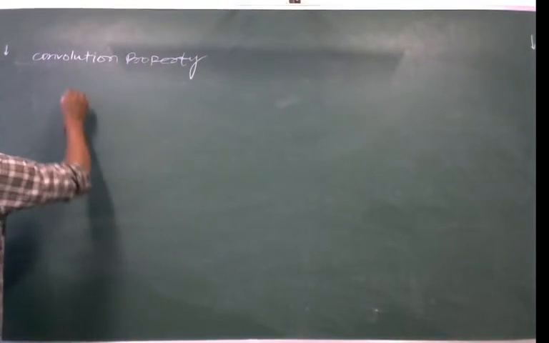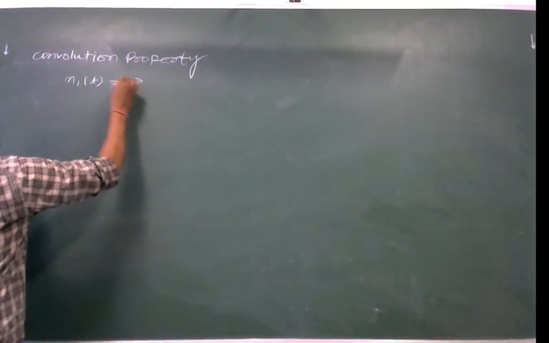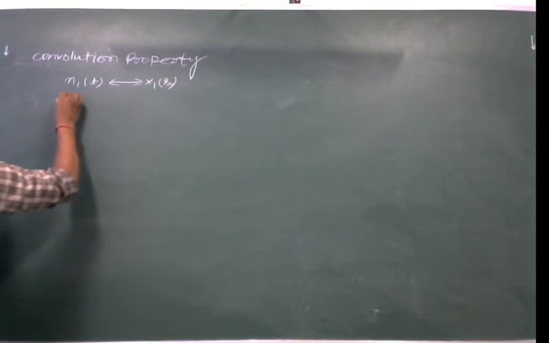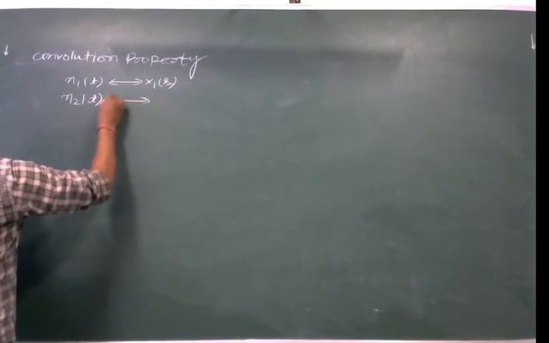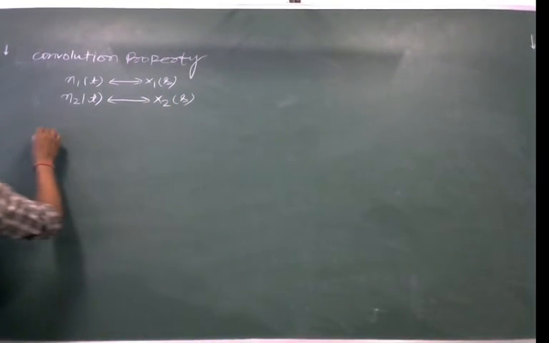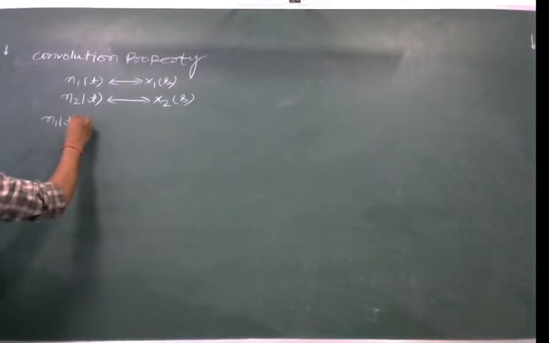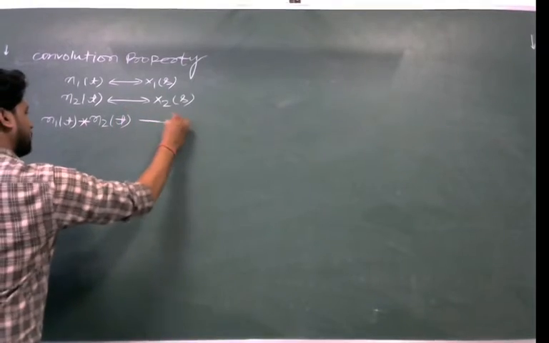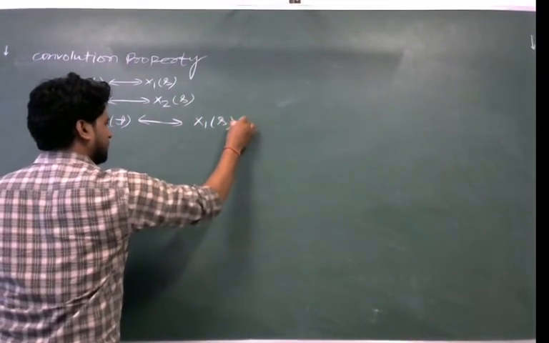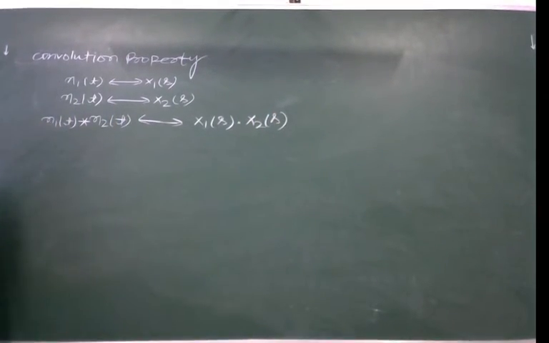The next is convolution property. This convolution property of the Laplace transform states that if the Laplace transform of x1(t) is X1(s) and the Laplace transform of x2(t) is X2(s), then the Laplace transform of x1(t) convolution with x2(t) will be equal to X1(s) into X2(s). Very important property to get the response of a system.